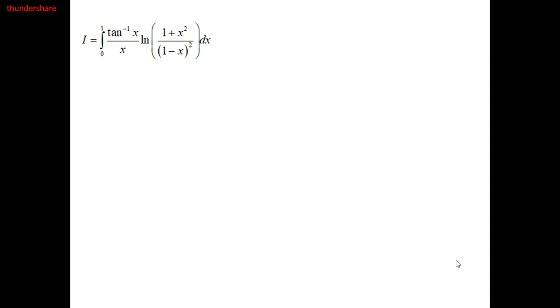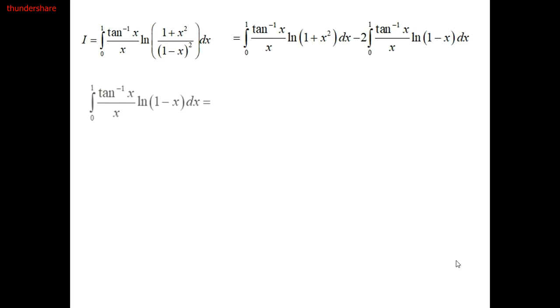Let's start with the properties of ln to divide this integral into two main integrals. So the first one will be the integral from 0 to 1 of tan^-1(x)/x ln(1+x^2) dx, minus the integral from 0 to 1 of tan^-1(x)/x ln(1-x) dx. I will start with the second part.